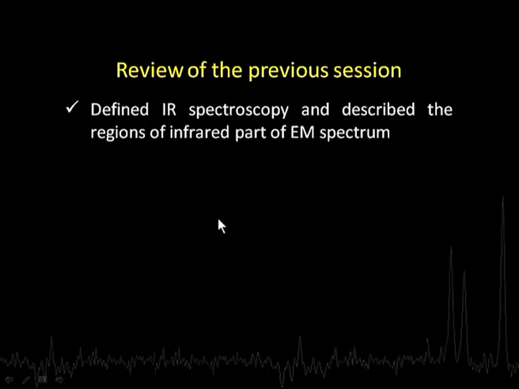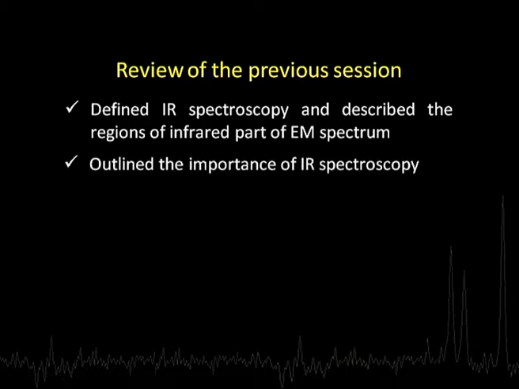So with that kind of an outline, let's start by recalling what we did in the previous session. We basically defined what IR spectroscopy is and then described the regions of the IR part of the EM spectrum. Having done that, we moved on to outlining the importance of IR spectroscopy, wherein we said in what all possible ways we can make use of IR spectroscopy, which we will be talking about in detail at a later stage.